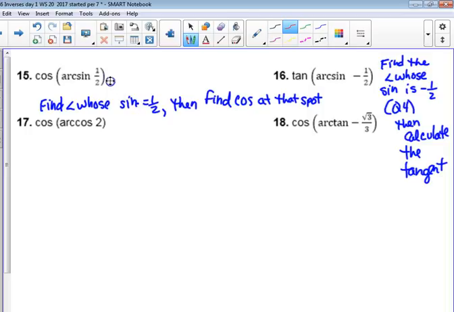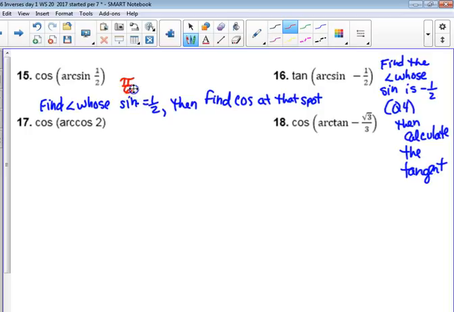I think so. Hang on. All right. So for 15, I wrote out the words. Find the angle whose sine is 1/2. What did you get for that? The angle whose sine is 1/2. Pi over 6.